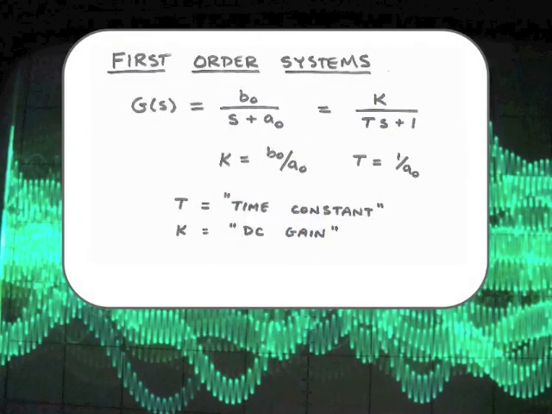So we've now examined the response of first-order systems to a variety of typical inputs: ramp, step, and impulse. And we found in all cases that the response is characterized by the DC gain of the system k and the time constant capital T. In our next presentation, we'll examine second-order systems, and we'll learn what aspects of the transfer function act in the same manner as time constant and DC gain do for first-order systems.